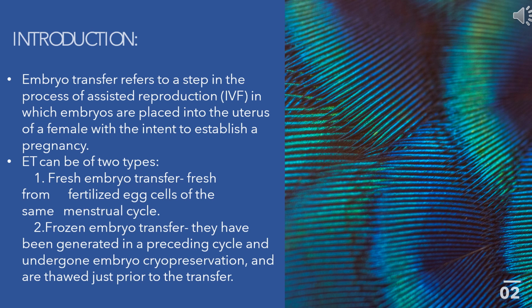ET can be of two types: fresh embryo transfer, using embryos fresh from fertilized egg cells of the same menstrual cycle; and frozen embryo transfer, where embryos have been generated in a preceding cycle, undergone embryo cryopreservation, and are thawed just prior to the transfer.